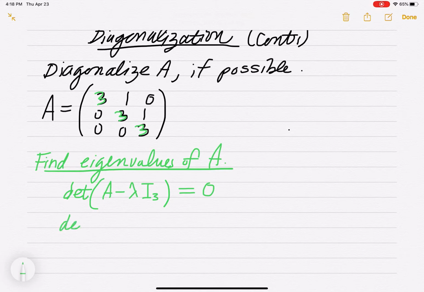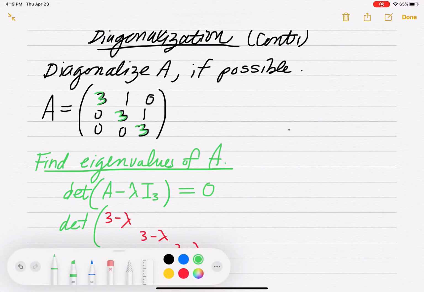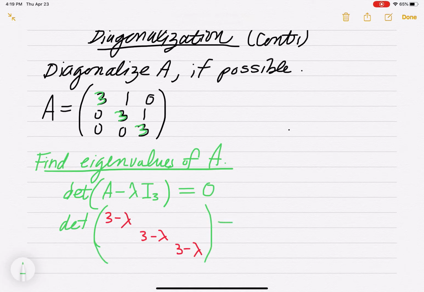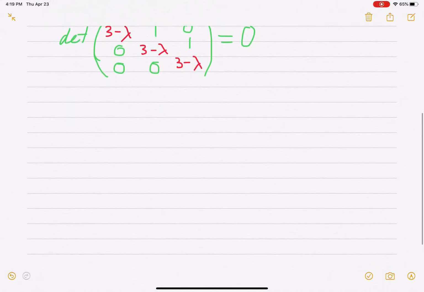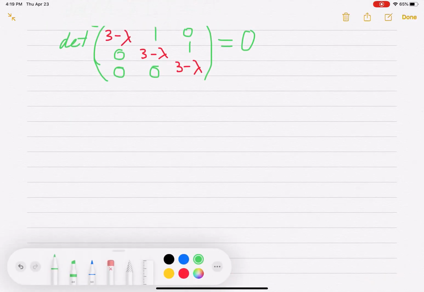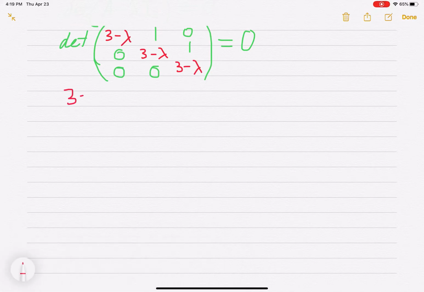We're going to get the determinant of, now what is that going to be? 3 minus lambda, 3 minus lambda, 3 minus lambda going down the main diagonal, and everywhere else stays the same. This is all equal to 0, of course. We're going to have 1, 0, 1, and then 0 is below the main diagonal. So we have another upper triangular situation, which makes life easy. Its determinant is really easy. We just take the product of the main diagonal, 3 minus lambda, 3 minus lambda, 3 minus lambda.